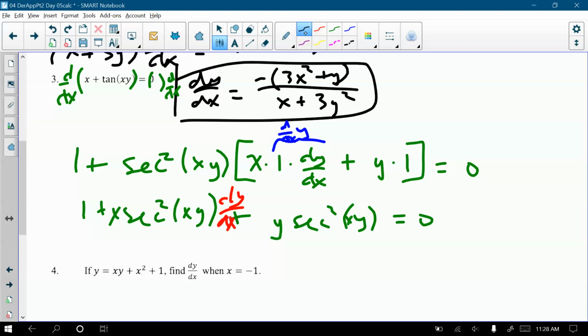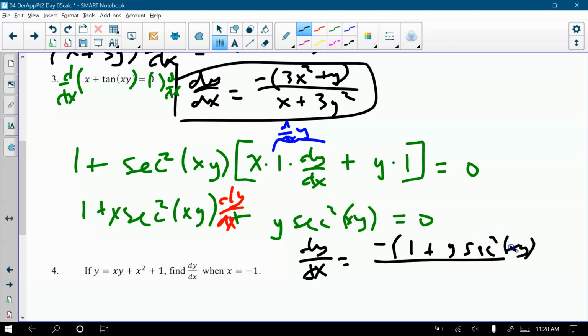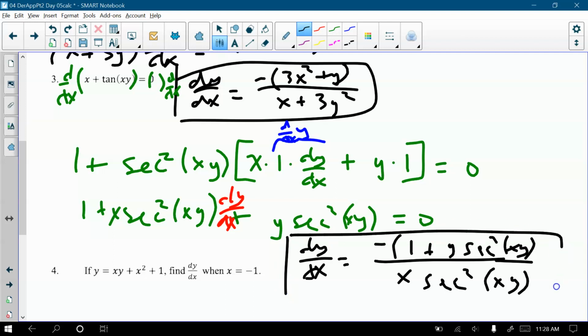When I solve that, I get dy/dx is equal to, big fraction bar, a negative (1 plus y secant squared of xy), all divided by x secant squared of xy. It's not pretty, but that is our derivative, and we can plug in any x and y value to be able to get the slope of the tangent line for that curve.